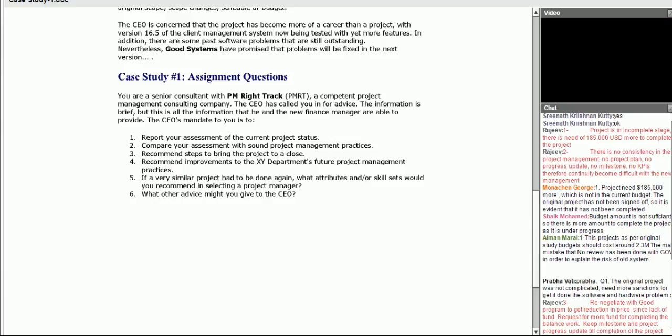Okay, Sheikh has written, budget amount is not sufficient, so there is more amount needed to complete the project as it is under progress. That's okay. Sheikh, just write one or two in front of your answer so that it is easy for me to understand which question you are answering.